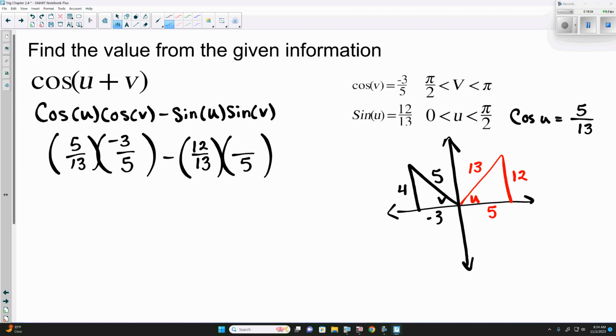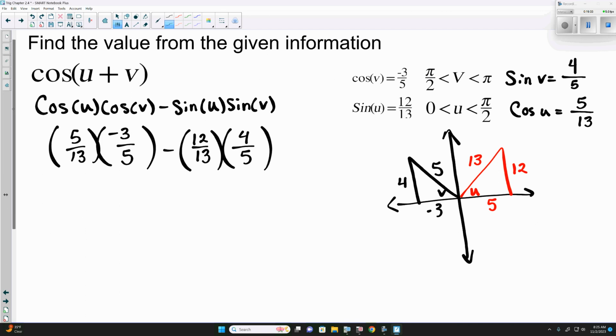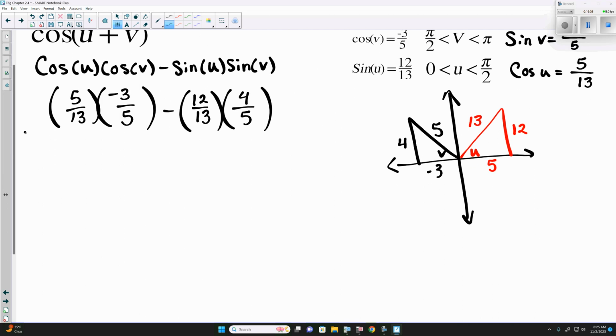But they didn't give us sine of v. Now I went on and put 5 because with cosine of v, the hypotenuse was 5. We know the hypotenuse has to be 5. But the opposite side for sine would be 4. So we get this here. And again, at this point, we could plug the whole thing in. Let the calculator do it.